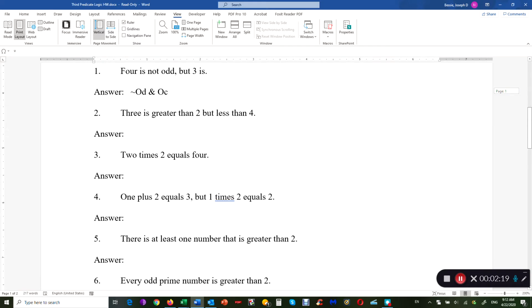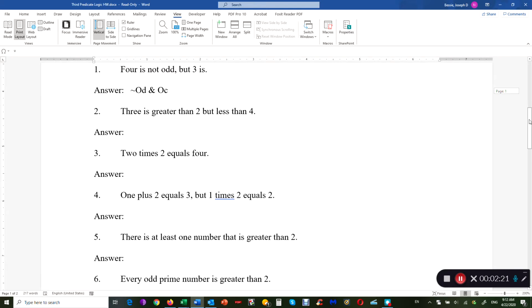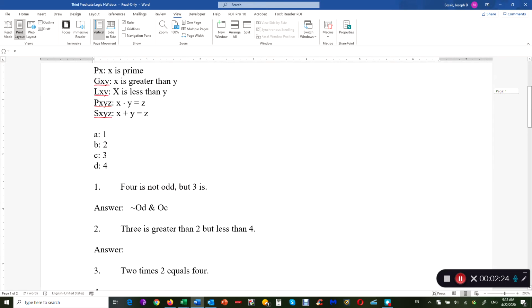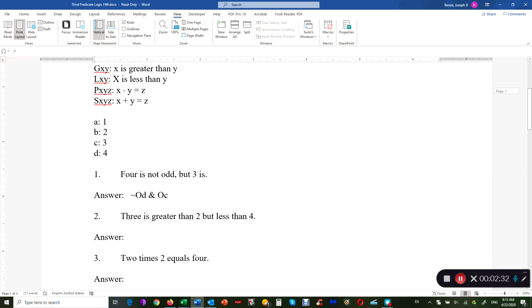3 is greater than 2, but less than 4. So we have to remember, looking up here, greater than is GXY. The greater thing goes on the left. The other thing goes on the right, and then 2 is represented by B, and 4 is represented by D. So 3 is greater than 2: G, C, B. And 3 is less than 4: L, C, D.